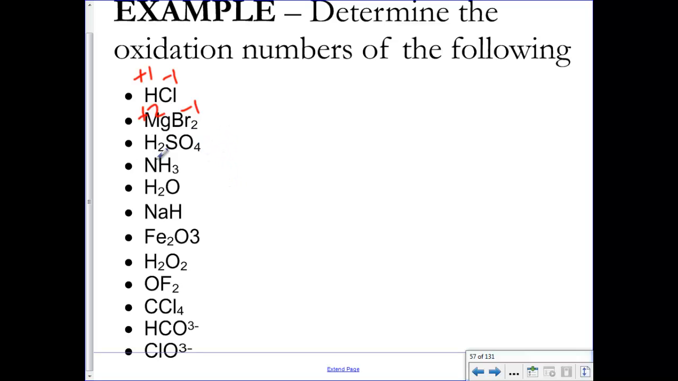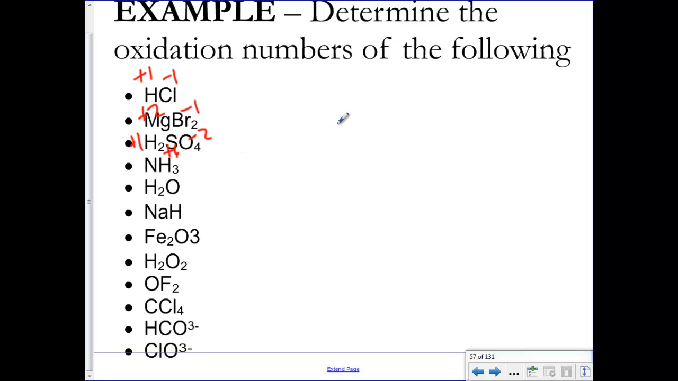Okay, this one's a bit more of a challenge, perhaps. What's the typical charge on oxygen? -2, unless it's in peroxide, but this isn't in peroxide, so that's -2. Hydrogen's +1. I have to use common sense now to work backwards and figure out what sulfur is. If I look at that table, sulfur could be a -2, a +2, a +4, a +6, and to be honest, that might not even be a comprehensive list. So the answer is +6.